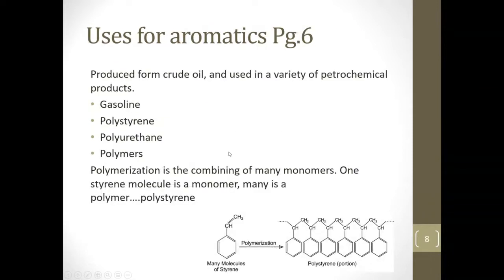Uses for our aromatics. They're produced from crude oil, and they're used in a variety of petrochemical products, including gasoline, polystyrene, polyurethane, and different polymers. And you see that word poly. And here again, that's represented by a single molecule of styrene, and then we join a bunch of them together, and it becomes polystyrene, so many styrenes. So polymerization is basically, by definition in big words, the combining of many monomers. One styrene molecule is a monomer, and many is a polymer. So we can call that a monomer if we like.